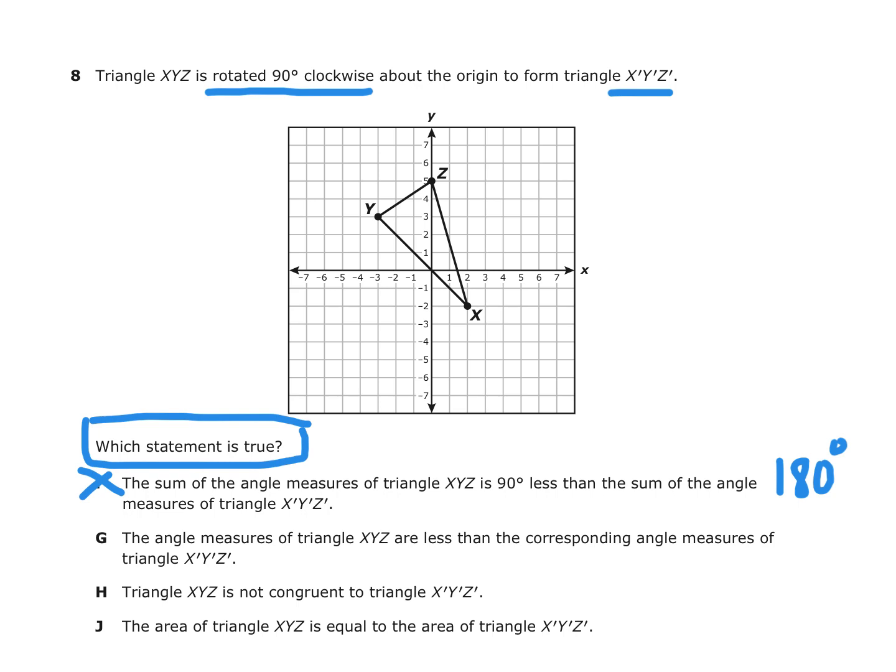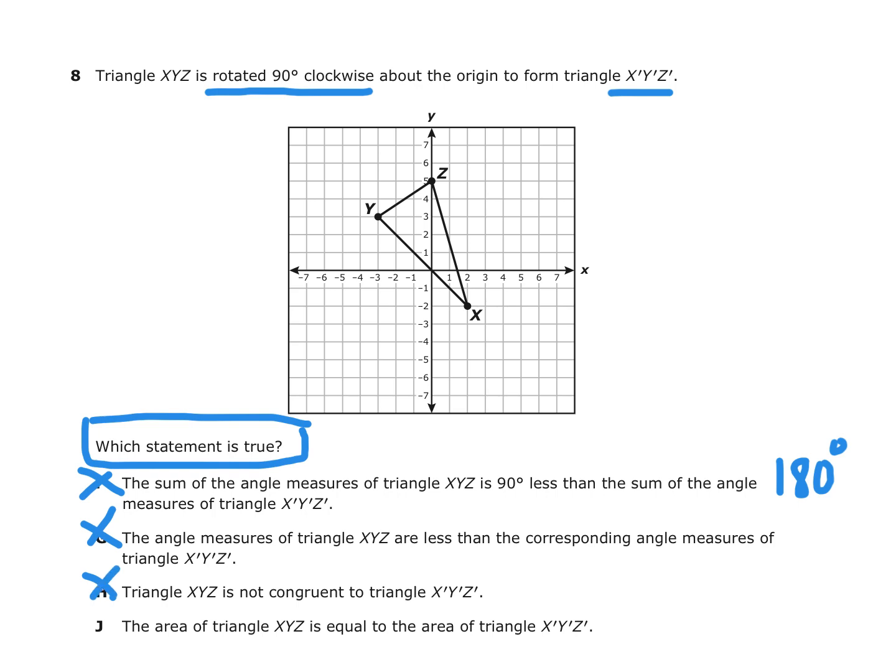Now, for answer G, it says the angle measures of triangle XYZ are less than the corresponding angle measures of triangle X prime, Y prime, Z prime. Well, corresponding angles will still be the same measures. They're not going to change in size. So it can't be G. Another answer says triangle XYZ is not congruent to triangle X prime, Y prime, Z prime. Well, we just said that when you rotate the triangle, it's not going to change in size. It'll still be a triangle. It'll still be congruent. So this one doesn't make a lot of sense either, so we have to eliminate that.